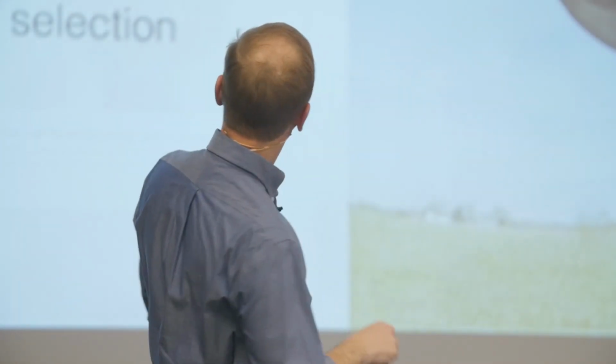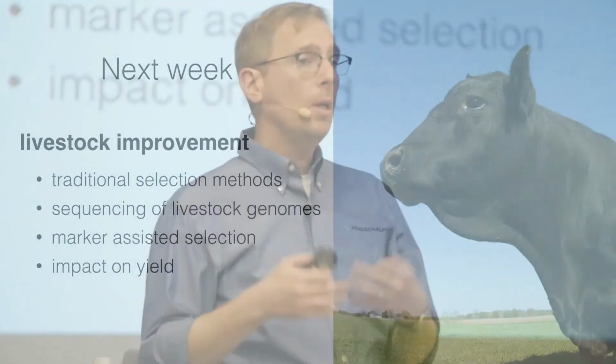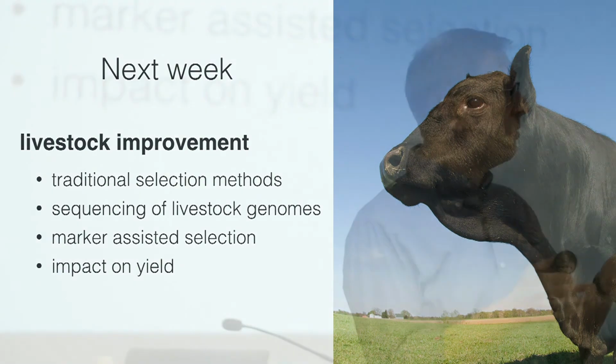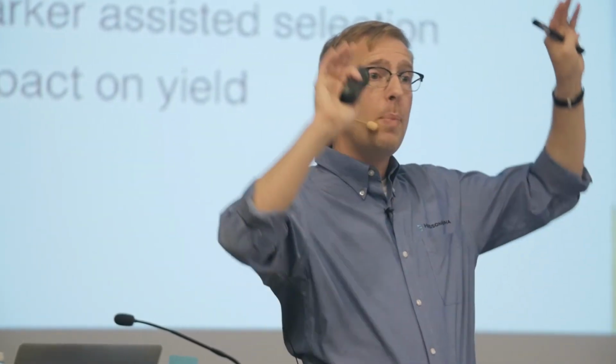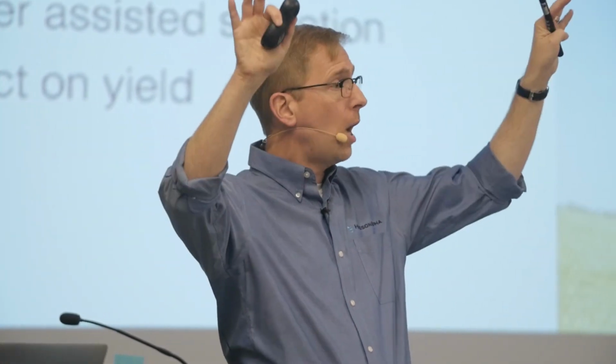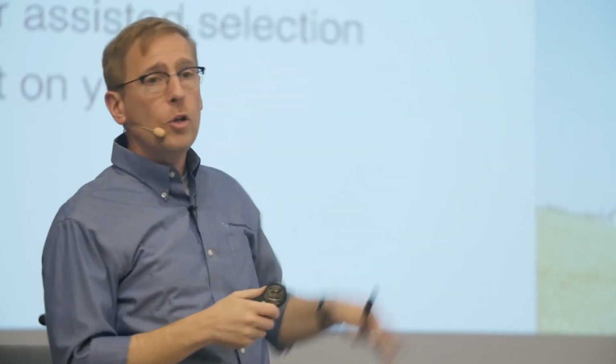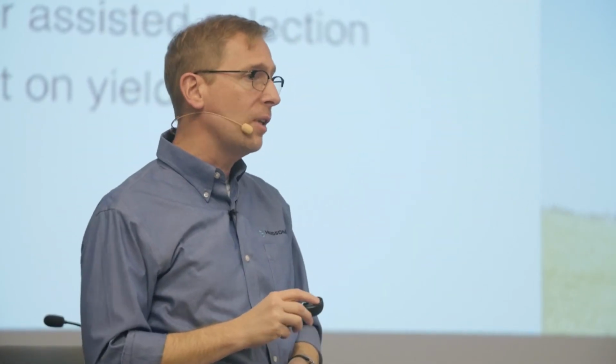Now, next week, we're going to talk about livestock improvement. So we're going to transfer the same kind of stuff we've talked about now with crops to beef and chicken and pork and maybe some other things. We'll talk about traditional breeding. We'll talk about how genetic testing, genetic markers are currently used in livestock to assess which parents we should make our breeding stock from. And then we're going to talk about some of the newer technologies in marker-assisted selection.